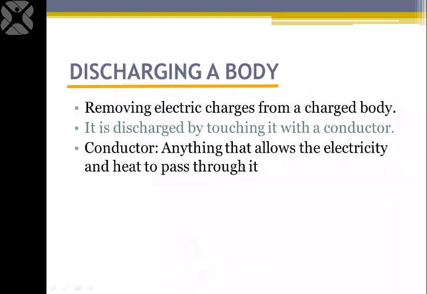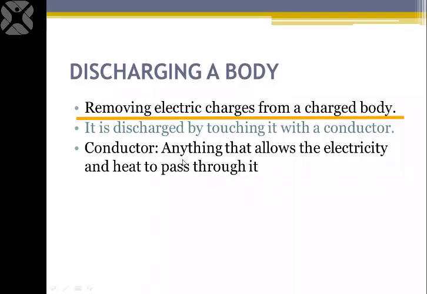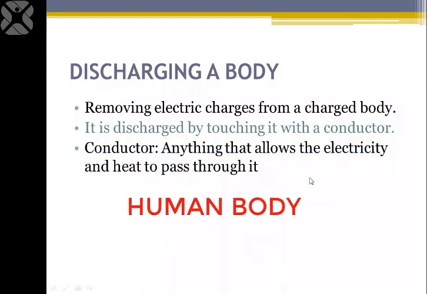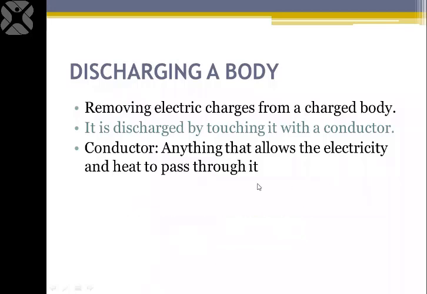How can we discharge a body? For discharging a body, we need to remove the electric charges from the charged body. We can do it by making it touch a conductor. Anything that allows electricity to pass through it is called a conductor. So if the body is touched by a metal or even by our own body, because our body is also a conductor, it can be easily discharged.